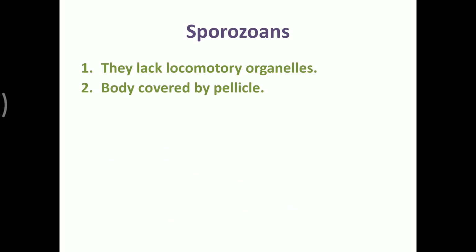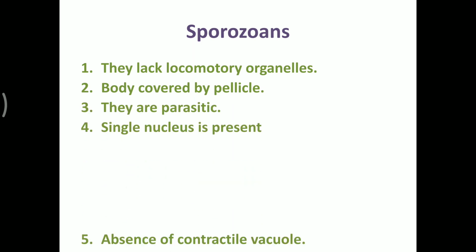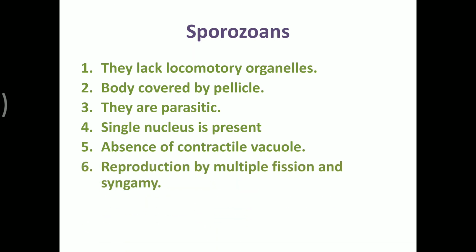Next is about the sporozoans. Sporozoans lack the locomotory organelles. Their body is covered by pellicle. They are parasitic. Single nucleus is present. Absence of contractile vacuole. Reproduction is by multiple fission and syngamy. The examples are plasmodium and monocystis.